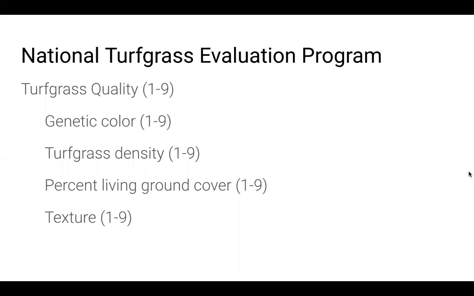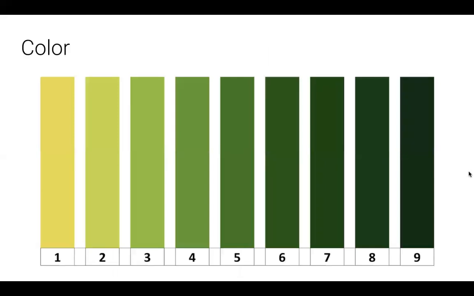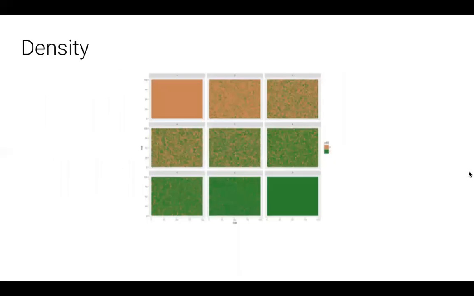In the guidelines for NTEP, we, for one, rate turf quality on a 1 to 9 scale, and genetic color on a 1 to 9 scale, and turf density on a 1 to 9 scale, and percent living ground cover on a 1 to 9 scale, and texture. So everything's on a 1 to 9 scale. And as you can imagine, even if we use color palettes like this one to try to rate color, or one like this to rate density, oftentimes we get raters from different parts of the country rating differently.